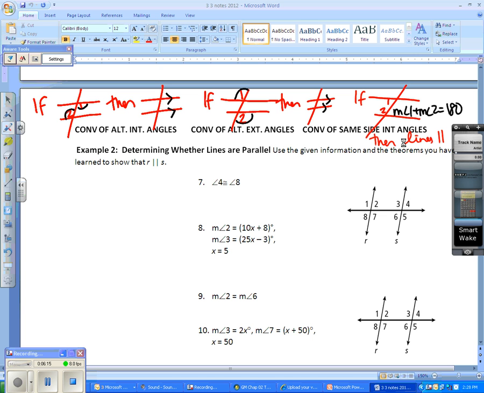Okay, I know that's a lot at you. It's kind of exactly the opposite of what we've been doing all week, which is sometimes hard. Let's see. The next part, it says example 2. Again, determine whether the lines are parallel.